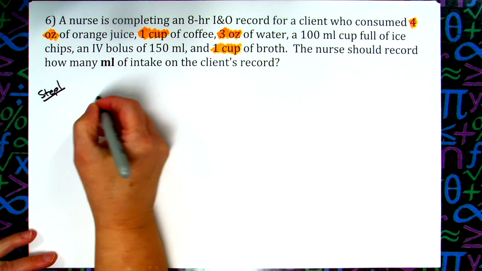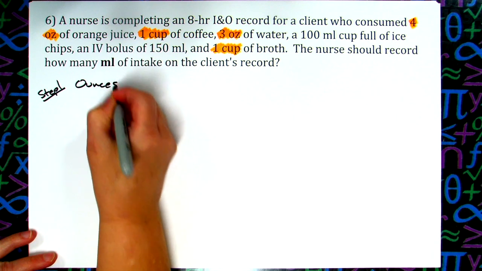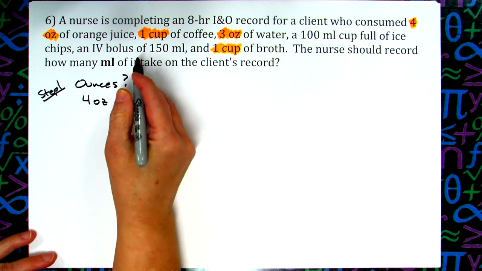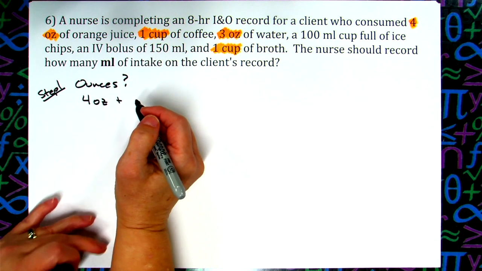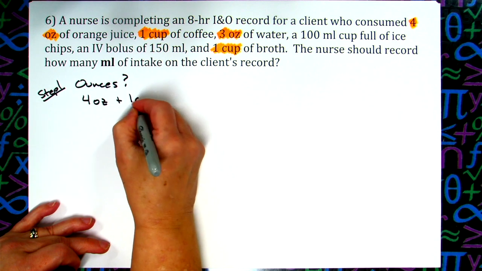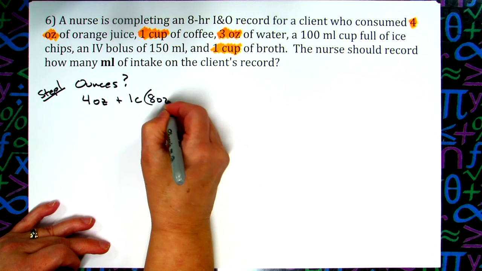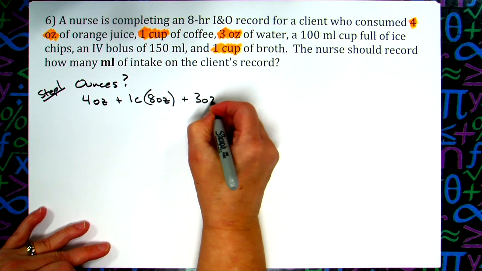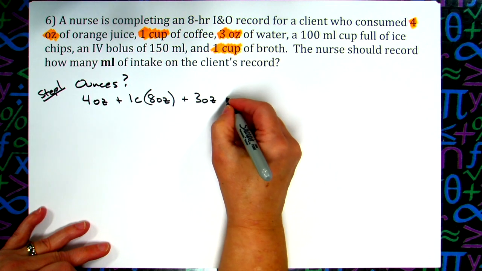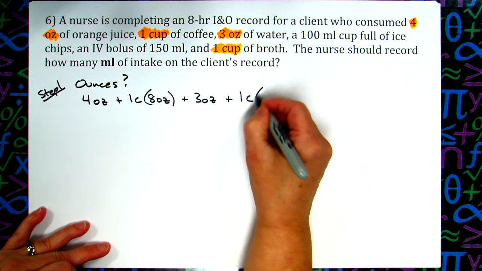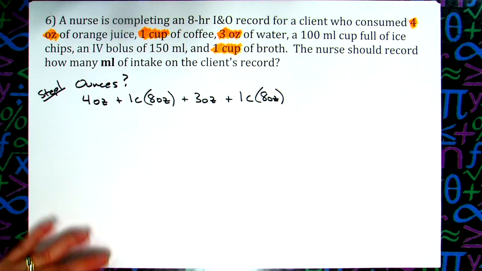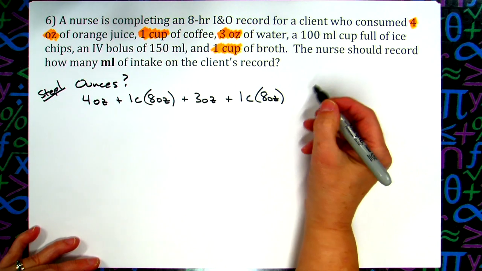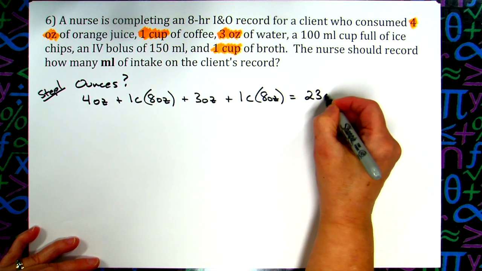So step 1, how many total ounces do we have here? We're going to use our 4 ounces and add that to 1 cup. Now, you do have to have memorized that 1 cup equals 8 ounces. So I'm really going to add 8 ounces there. Then we've got the 3 ounces of the water, and then we've got another 1 cup, but we're not going to add 1, we're going to add 8 because there's 8 ounces in a cup. So that's just 4 plus 8 plus 3 plus 8. When we add all that up, we get 23 ounces.